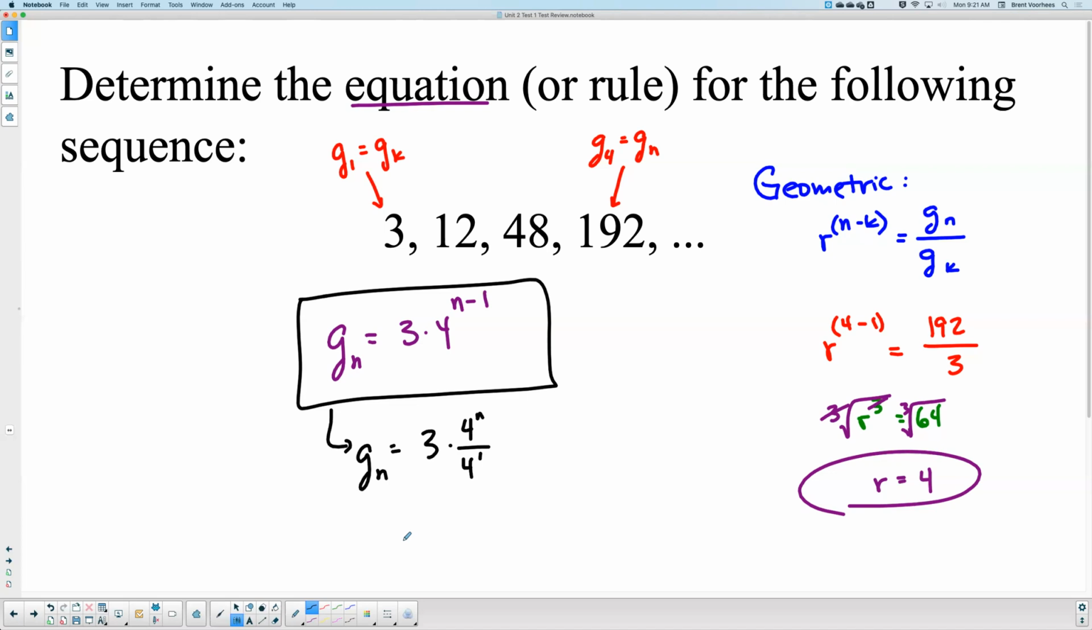Now I'm going to change this one time for a final answer. Instead of saying this is 4 to the power of n divided by 4 to the first, I'm going to divide the 3 by 4 to the first. 4 to the first is what number? 4. So I'm just going to rewrite this as 3/4 times 4 to the power of n. That could be your equation as well. And I'll put a Gn on the edge of that. Now that is exactly the same. Those are one and the same answer mathematically.